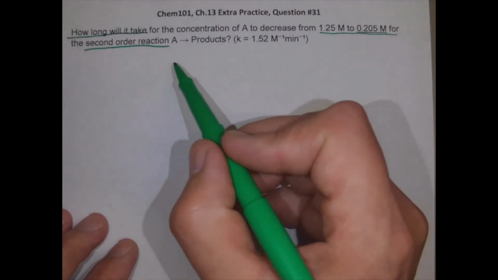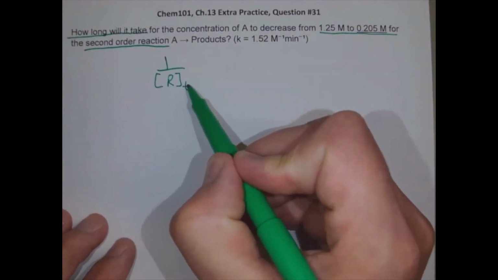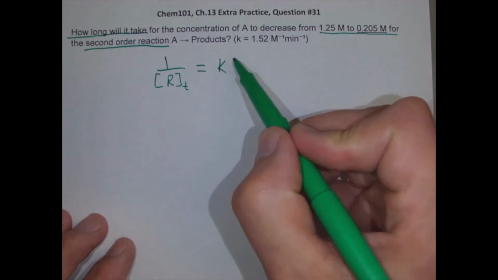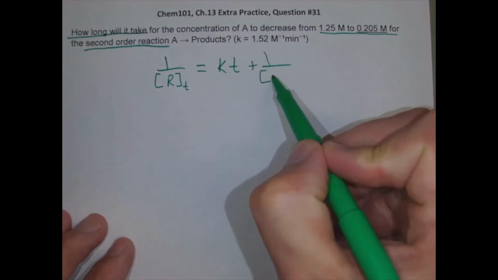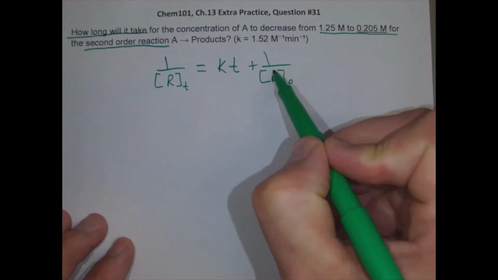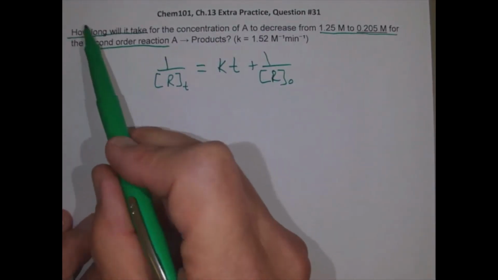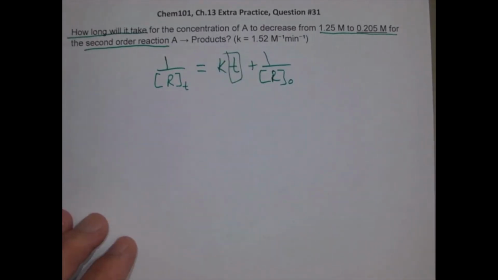So let me just write that down again on this sheet. So 1 over the reactant concentration at some time is equal to the rate constant times time plus 1 over the initial reactant concentration. All right? So what we're asked to solve for is how long it will take. We want to know that time. That's the variable that we need to isolate.